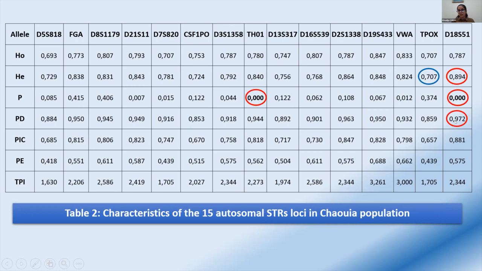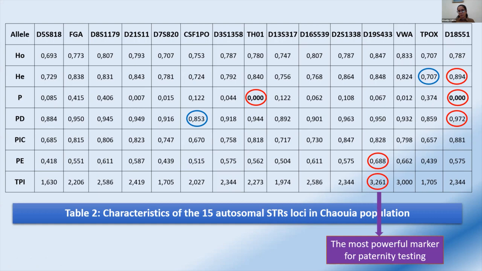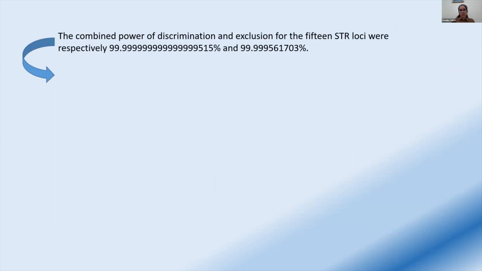The highest power of exclusion and the typical paternity index was exhibited by marker D19, which concludes that it is the most popular marker for paternity testing. The combined power of discrimination and exclusion for the 15 STRs was relatively high, and these results testify to the utility of these markers for forensic purposes.